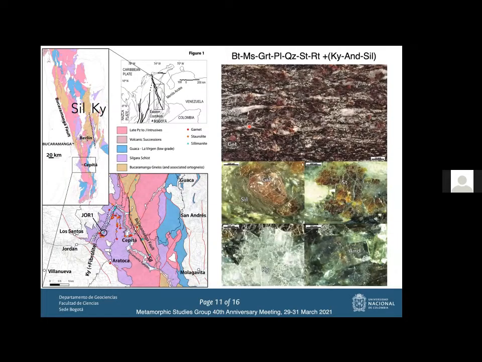Let's keep in mind those two interpretations. We're going to use them later. Now let's switch to the description of the sample with the three aluminum silicate polymorphs. The sample is located on the southern part of the Santander Massif.